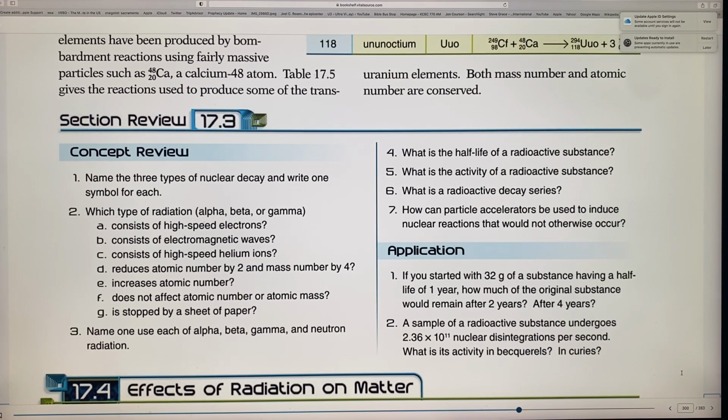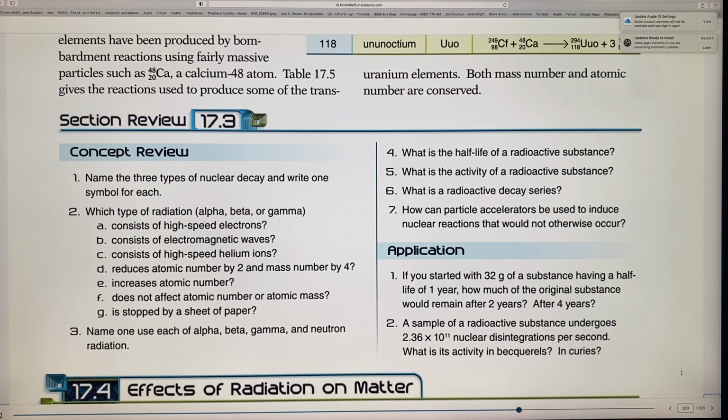So on to number 7. How can particle accelerators be used to induce nuclear reactions that would not otherwise occur? A particle accelerator is used for bombardment of particles, which can be neutrons or whole particles. It could be protons or alpha particles, whatever they use as particles. So a particle accelerator is used for bombarding other nuclei.